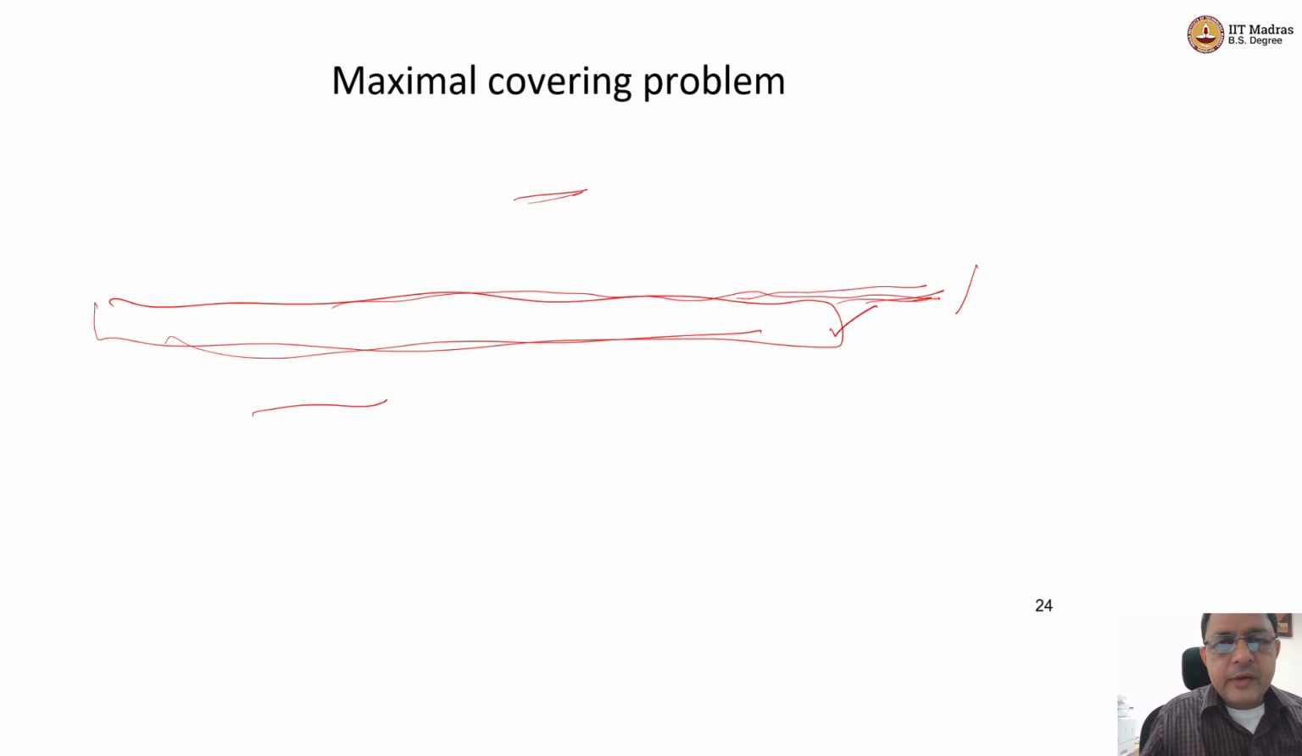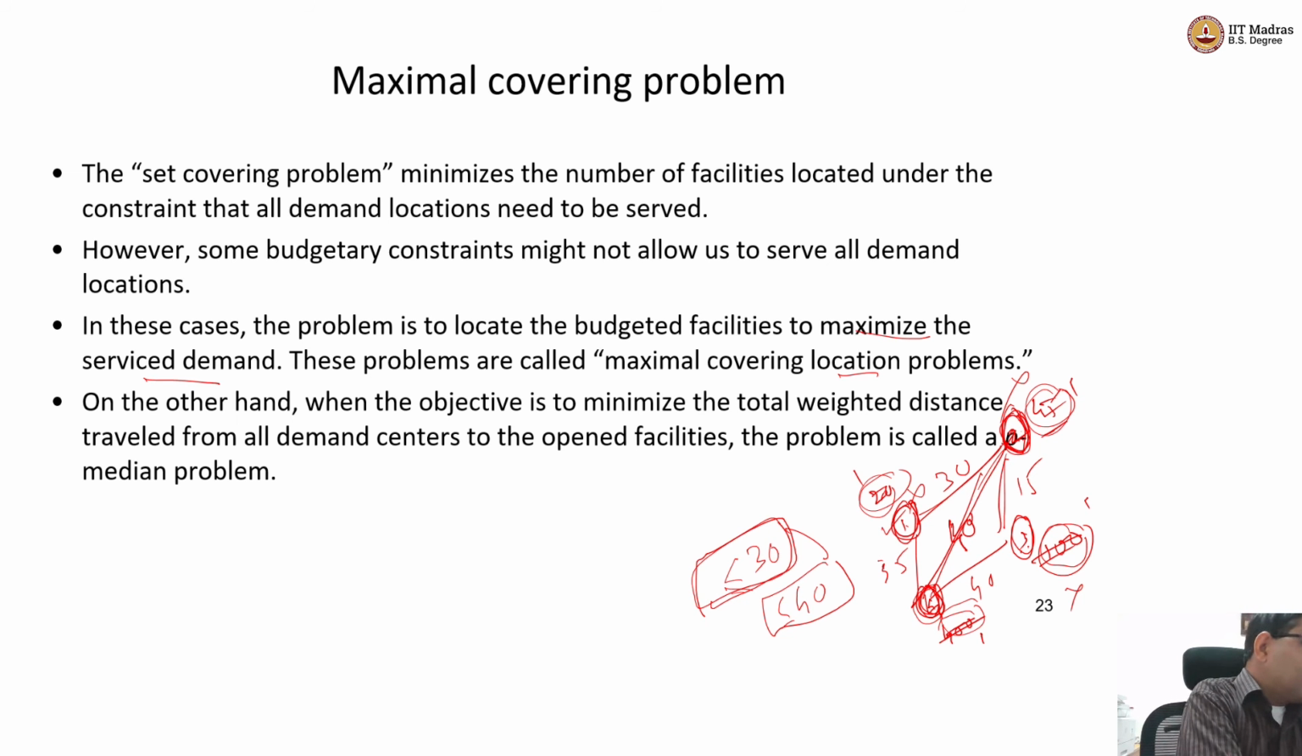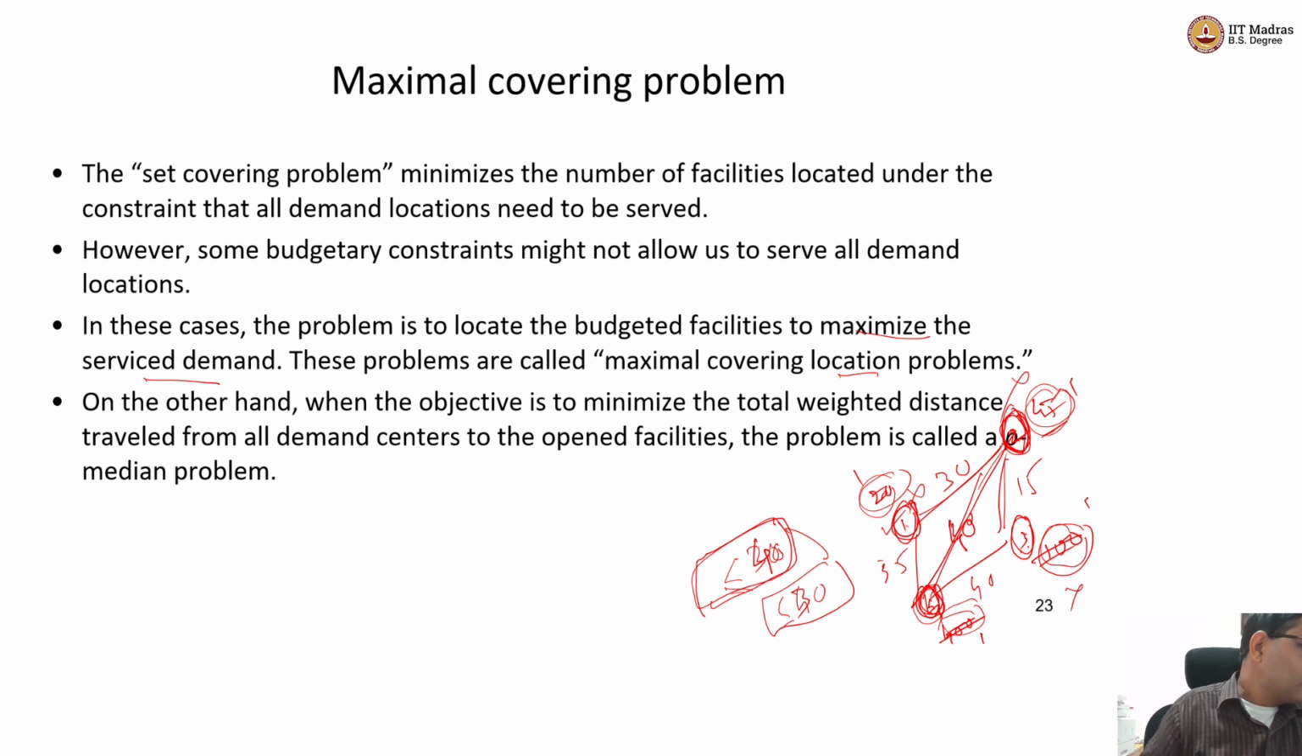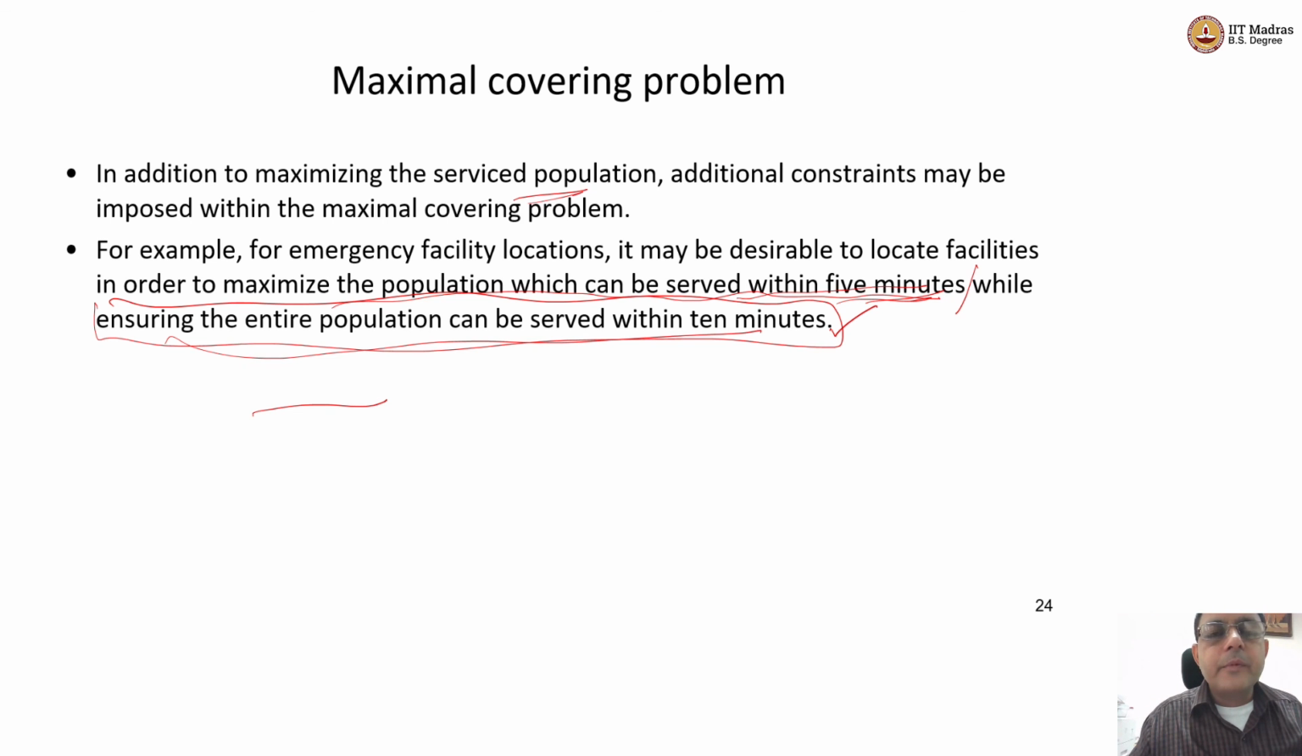Right. So as I was telling you, the first constraint is the inner constraint. I think I said it wrong. And the second constraint is the outer constraint. Right. So 30 and 40. So that's how you formulate a maximal covering problem.